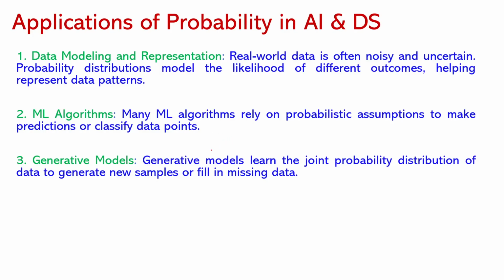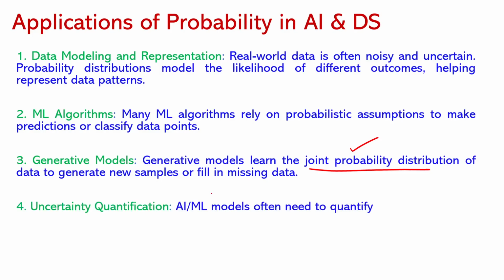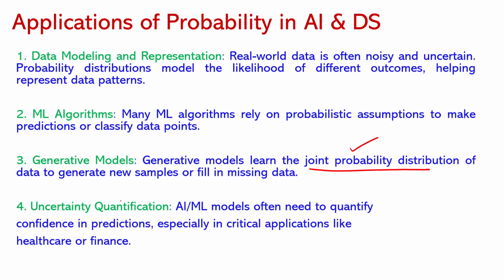Generative models learn the joint probability distribution of the data to generate new samples. So when you want to fill in missing data, when you want to generate new samples, we have to use the joint probability distribution. We will study what joint probability is as well. This way it is used in AI and DS. And the most common one, wherever there is uncertainty, it need not be only machine learning or data science. Wherever there is uncertainty in the world, in any task, you can use probability there.